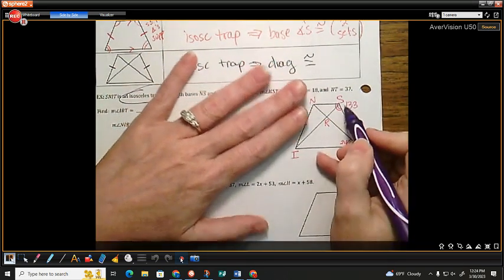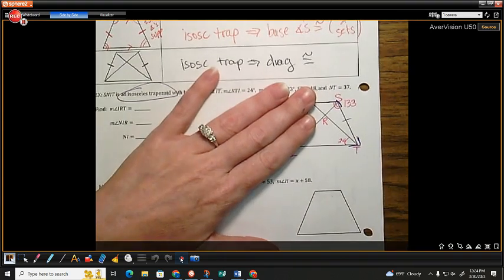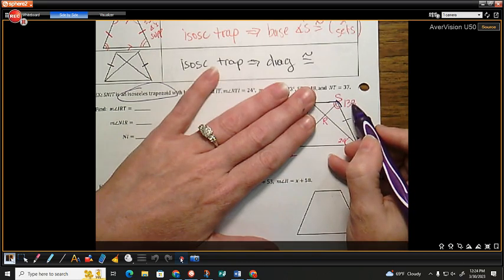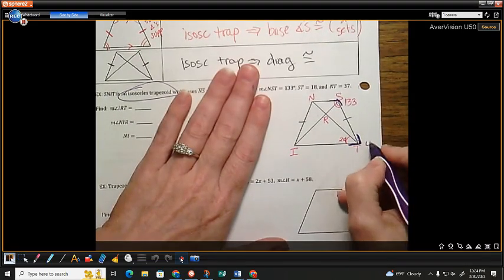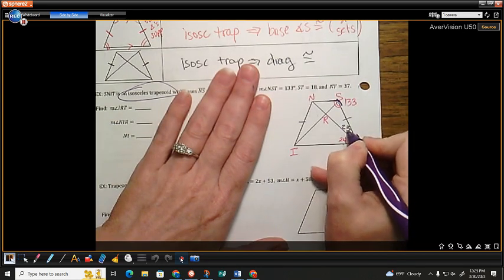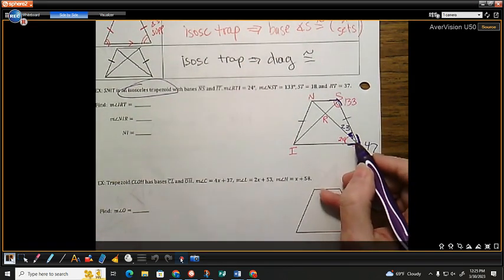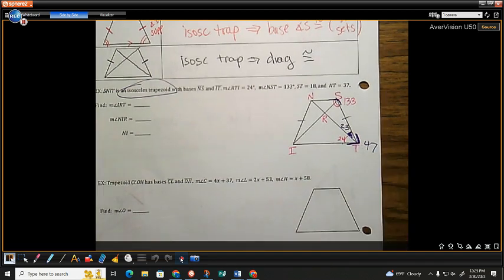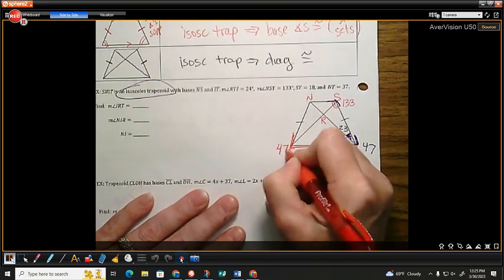Well, wait a minute. Aren't my consecutive angles supplementary? And so if this one's 133, how big does this whole one have to be? 47. And so if this was 24, how big is this one? This is 23. Okay? And now in an isosceles trapezoid, what's true about the base angles? They're the same. So this one's 47.